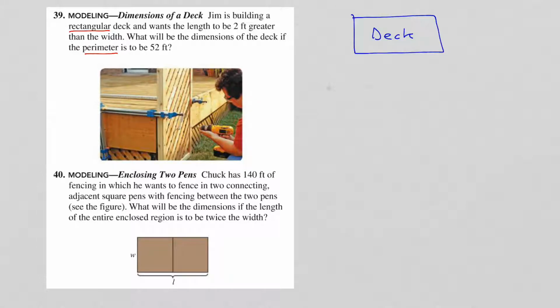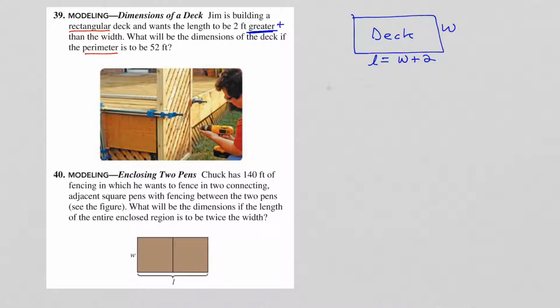And then he wants the length. So this is width over here, and this is length over here. He wants the length to be 2 feet greater than, that's a math word there, that's going to be plus, than the width. So whatever the width is, he wants this length to be whatever the width is, plus 2. That's what 2 feet greater than the width means.